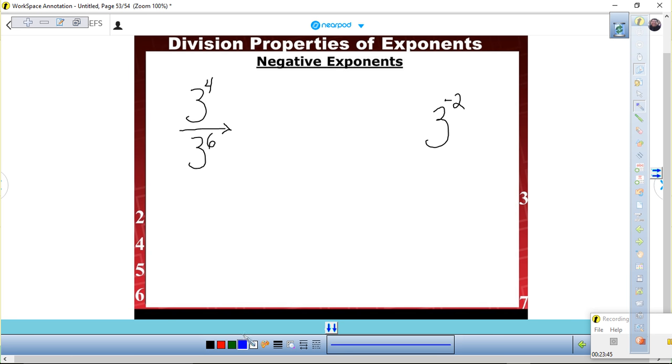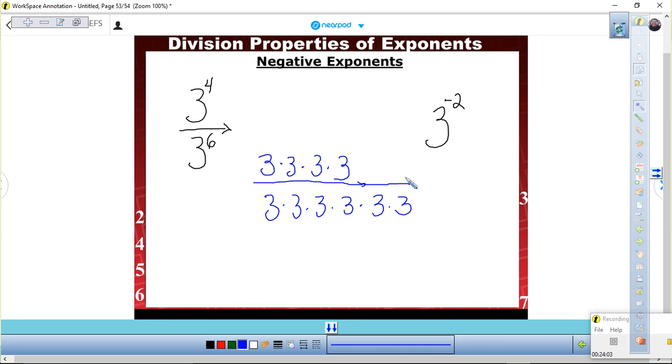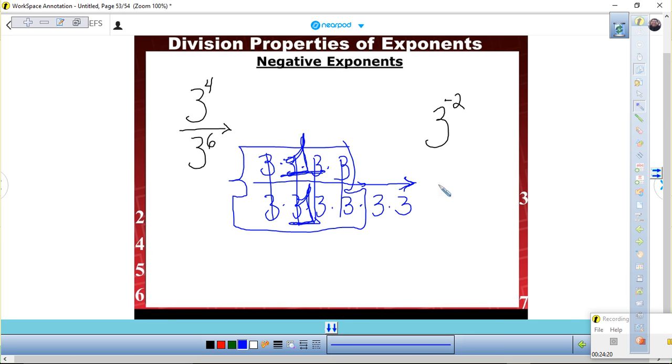Pencil down, eyes up here. Here it goes. If I was to write this in factored form, 3 to the 4th becomes 3 times 3 times 3 times 3. Is that correct? 3 to the 6th becomes 3 times 3 times 3 times 3 times 3 times 3. Is that correct? And we know all these are 1s. Yes? So the simplest 1 that we can think of would be 1 over 1. Is that correct?